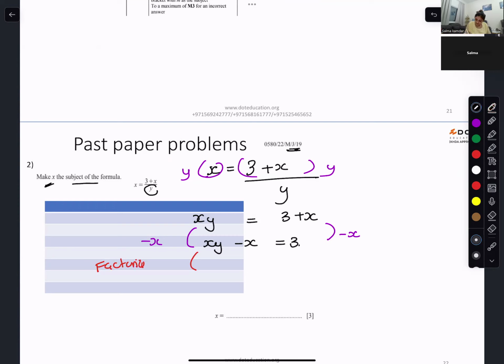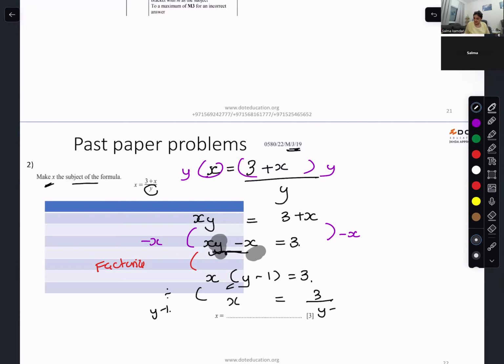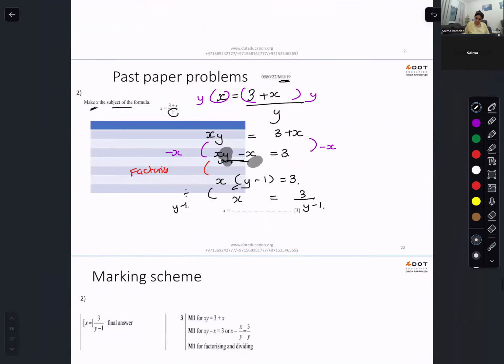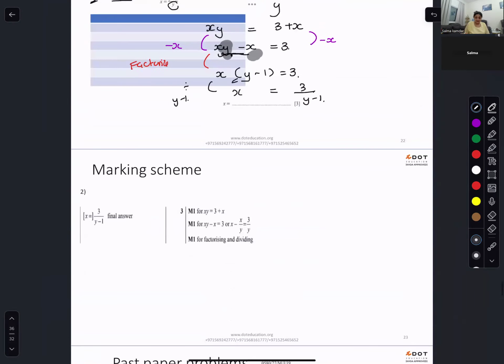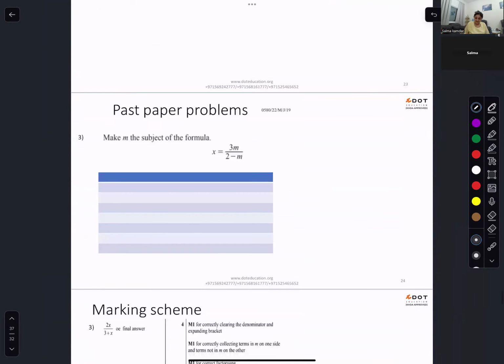If I'm factorizing for x, in both of these, x is common. So I will remove the x. Whatever is left would be inside the bracket. Over here, you are left with y. And over here, you are left with nothing. So you will write 1 is equal to 3. Now I don't need this y minus 1, so I'm going to divide by y minus 1. So my x will be 3 divided by y minus 1. So you get 1 mark for factorizing, 1 mark for dividing, 1 mark for writing the final answer.